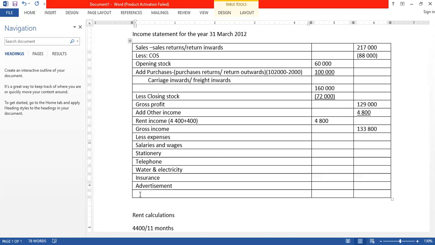We still have expenses. I can still see some other expenses. Bookkeeping fees. Yes, we have bookkeeping fees. I think we still have two more.